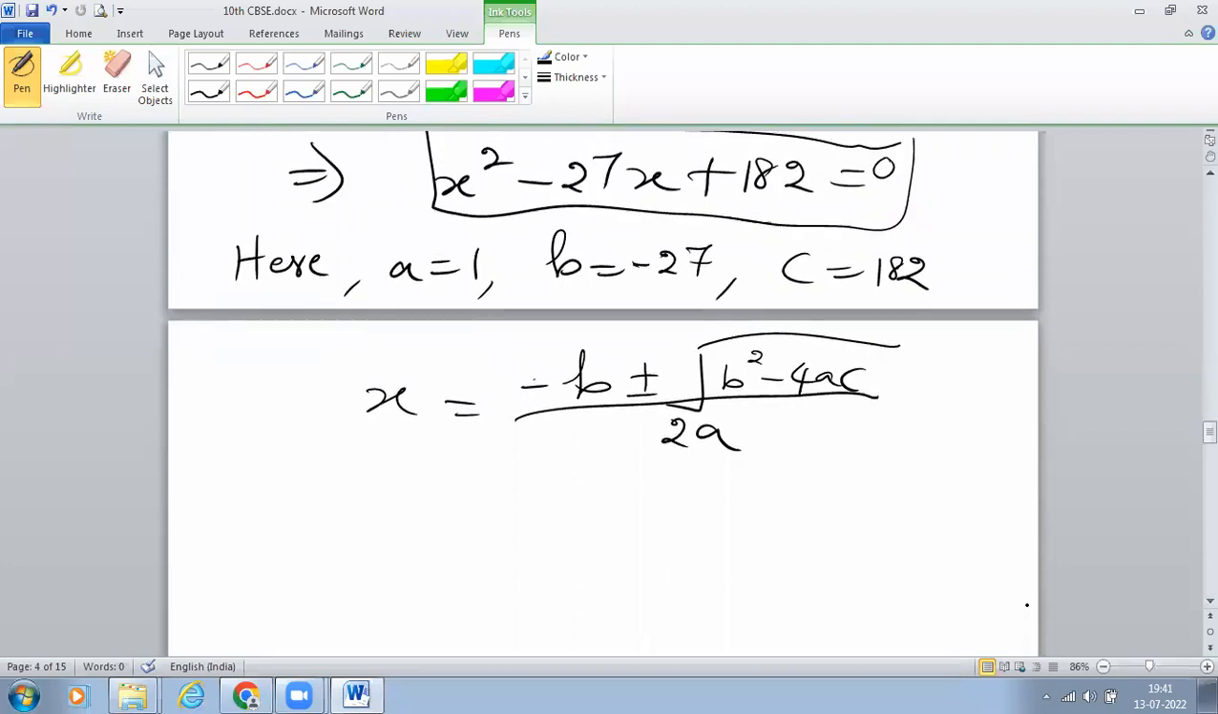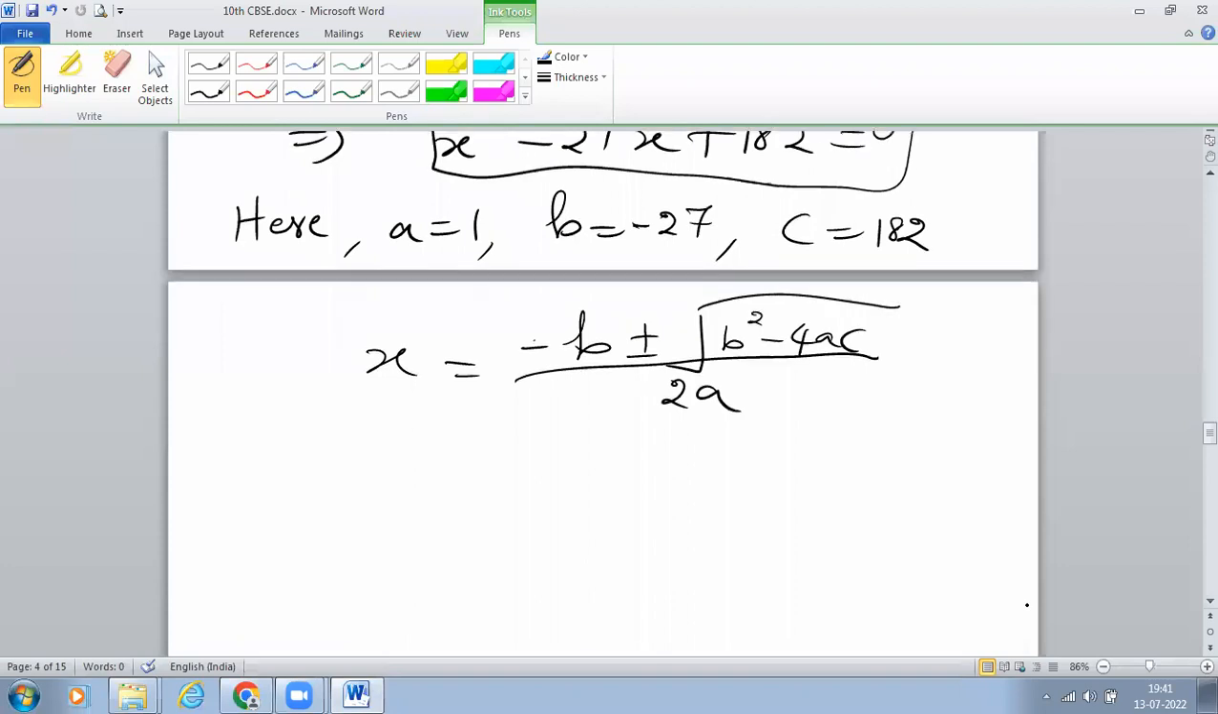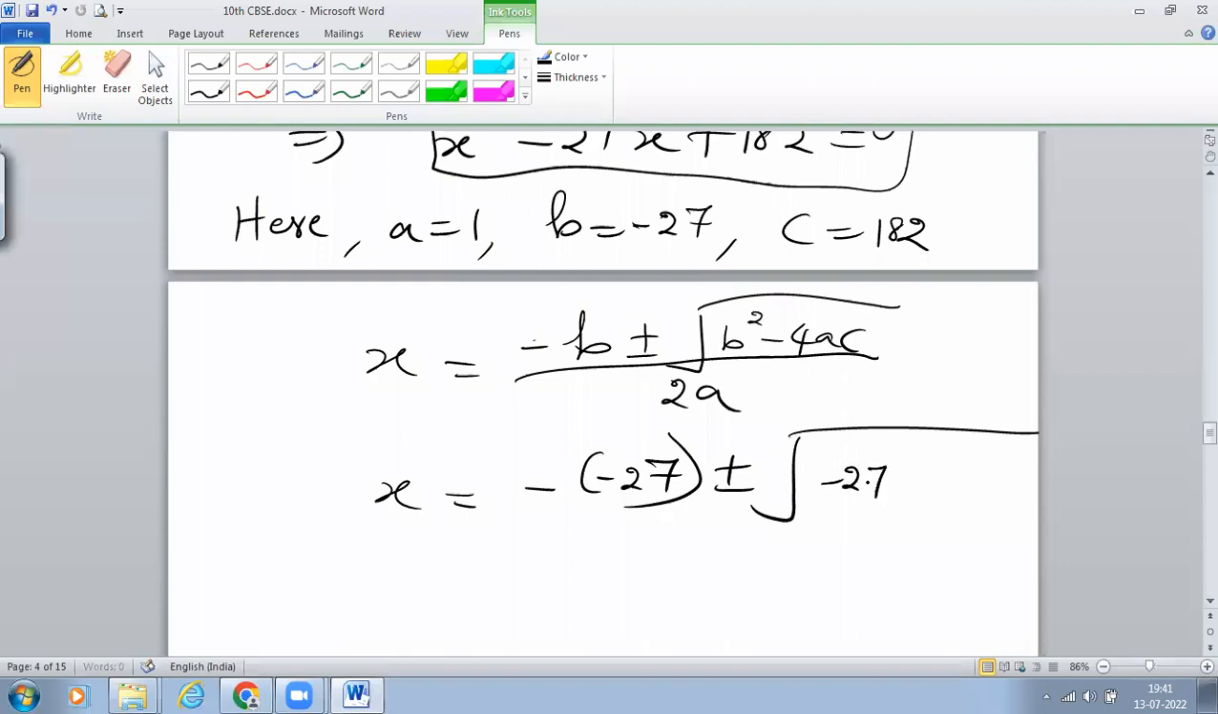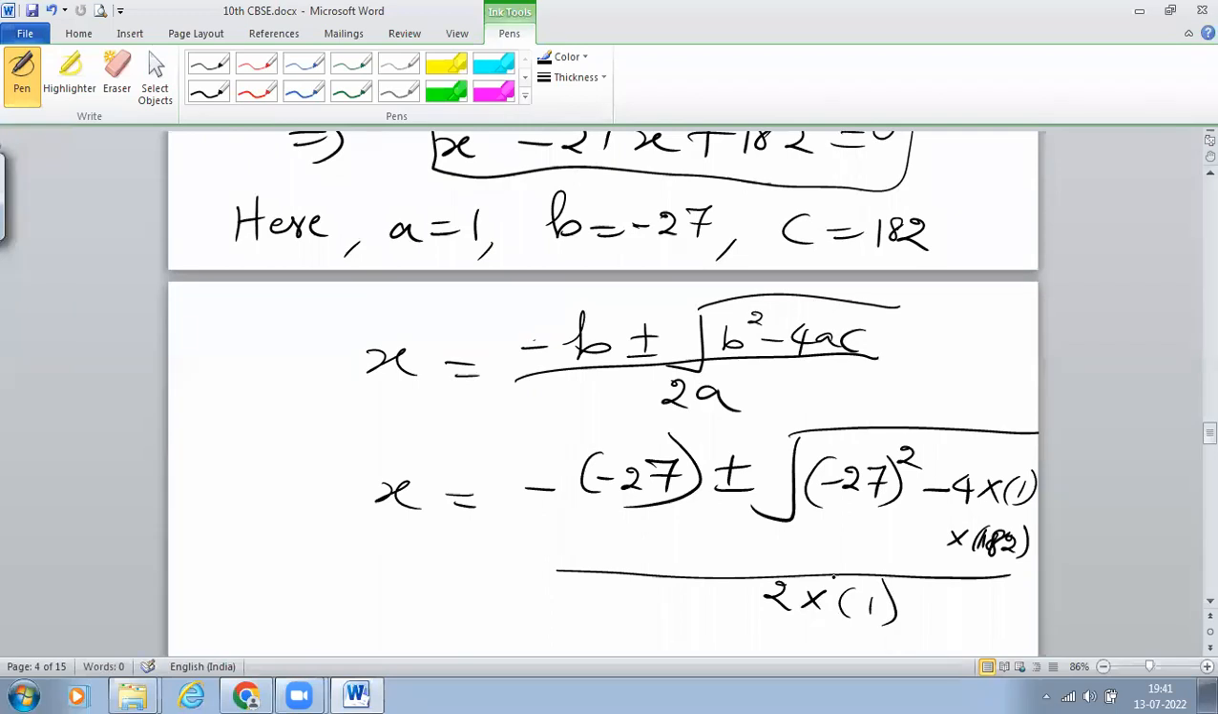Yes, sir. So listen. In this sum, I'm using the quadratic formula. So minus of b. Here b is minus 27. So minus of minus 27 plus or minus square root of b square. B square means minus 27 the whole square, minus 4 into a. Now what is a? A is 1, into c, which is 182, whole divided by 2 into a. So 2 into a is 2.